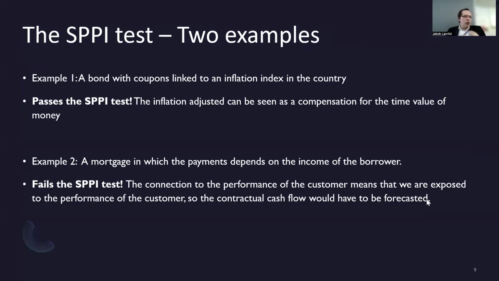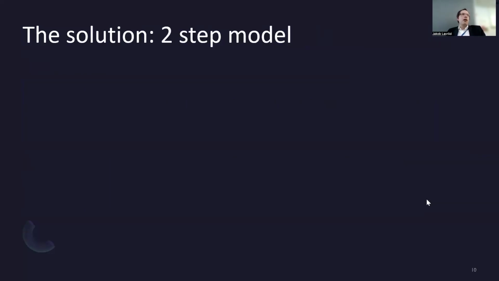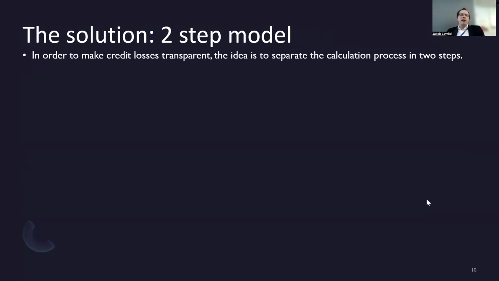It's almost more like you bought a stock in that person than it's really a loan. So in this case, it fails the SPPI test. So now when we have the SPPI in the back of the mind, we want to make this sort of capped upside, and then we want to look separately at the downside. And then the idea was to make this sort of two-step process.